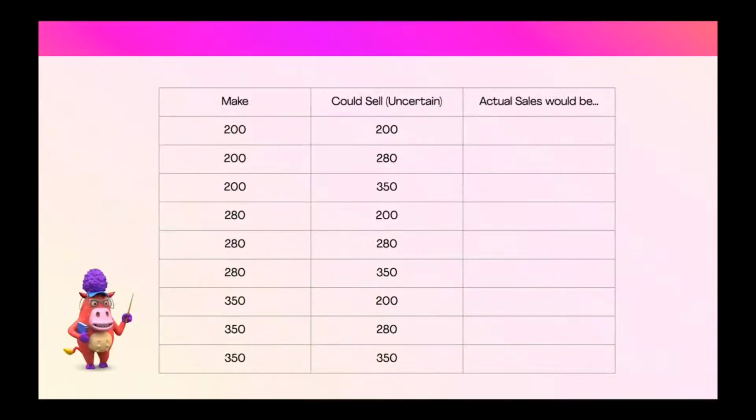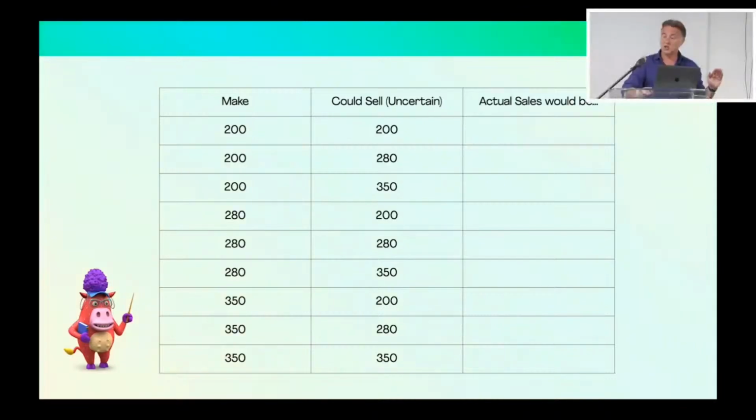We have to make a decision now, and then just fingers crossed we make the right decision. If I decided to make 200, and demand was 200, how many would my actual sales be? Not a trick question. 200. If I decided to make 200, but demand was 280, how many would I actually sell? 200, wouldn't I? So, bad news. If I made 200 and sales were 200. What about the next one? I made 280, demand was 200.